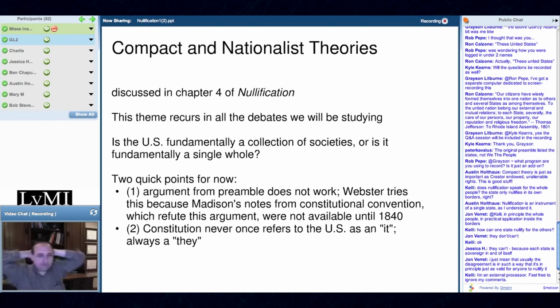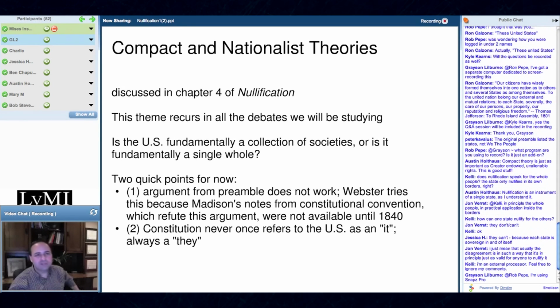The second thing is, it's worth noting, if you look in the Constitution, all the times that the United States is referred to, it's very interesting to note the United States is always referred to as a they. The United States is not referred to as an it. In fact, the United States are not referred to as an it. They are referred to as a they. And that kind of language is going to be sort of pounced upon by compact theorists as evidence for their position.